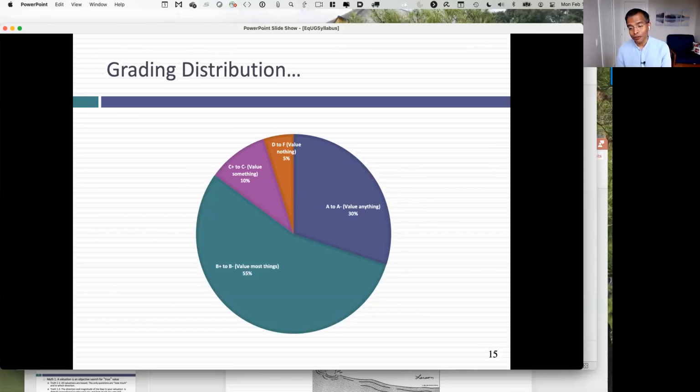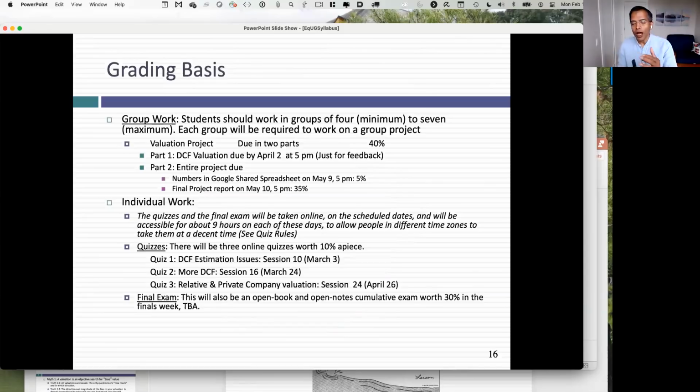If you can value most things, then I want you to get a B+. If you can value some things, then it's a C. If you can value nothing by the end of the class, then I've clearly failed at my job and you failed at your job. Now, hopefully none of you will fail and I can value nothing. So the way I will test you is to figure out how to separate those groups.